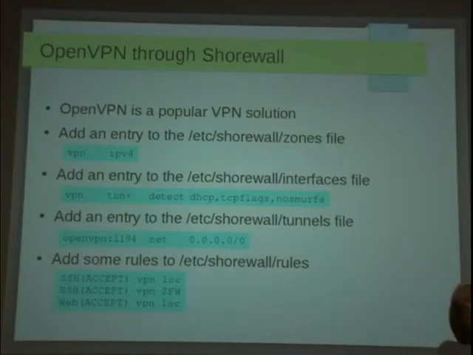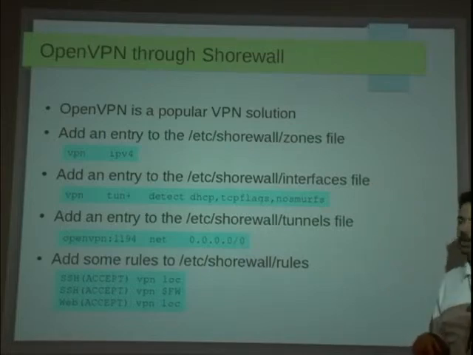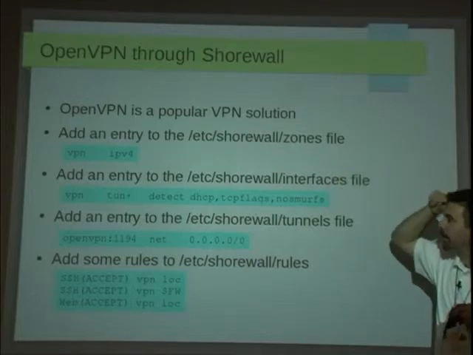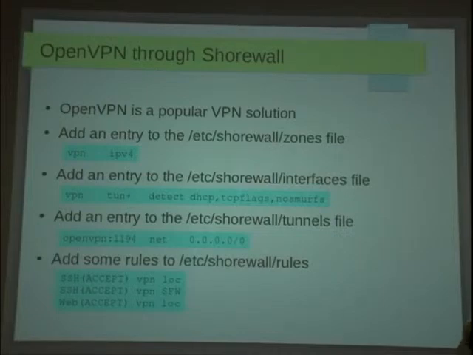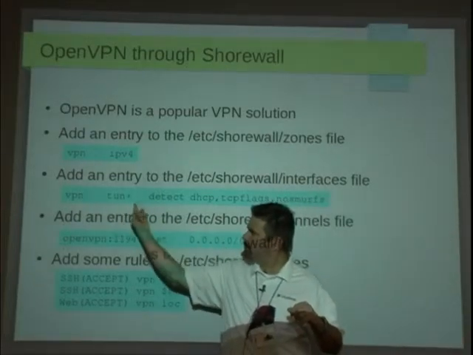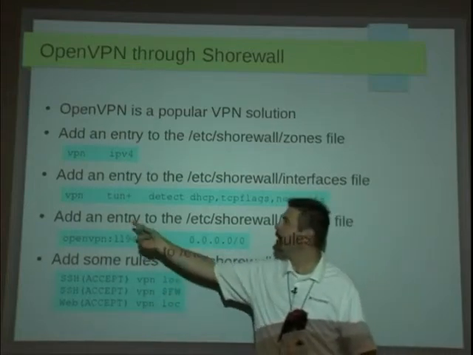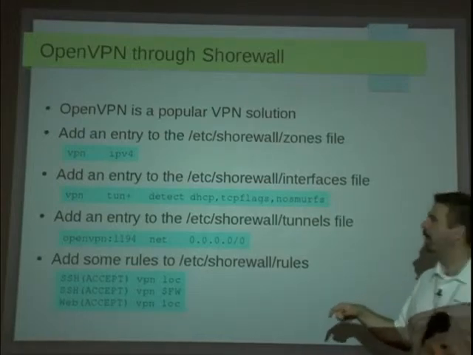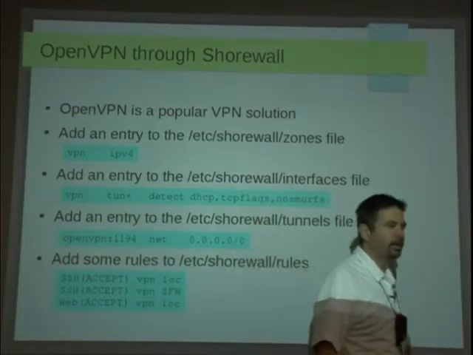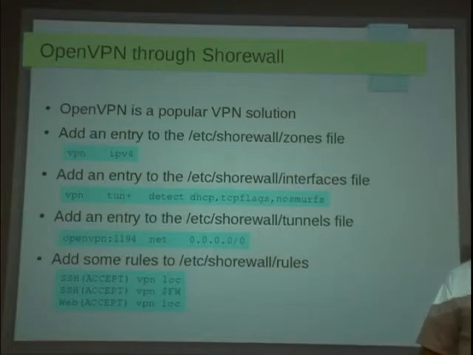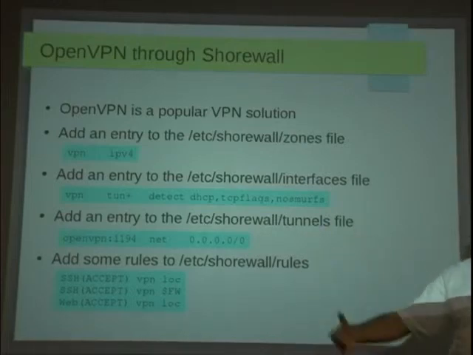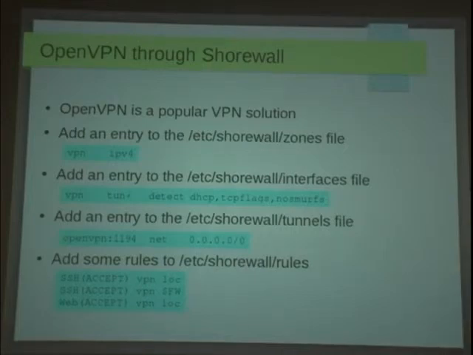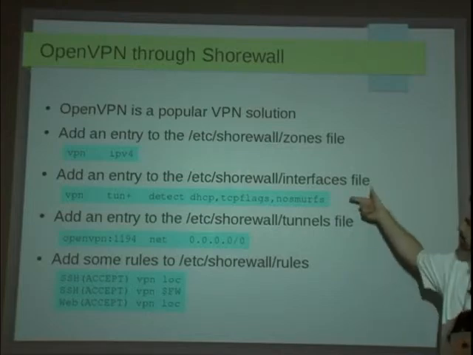So the first thing you need, and we've mentioned this before, is you need a zone. So you add that VPN zone to your zones file. That's right up there. And it's just the standard IPv4 zone. And then you add an entry to the interfaces file. You'll notice here that this looks a little different. Instead of having an explicit interface name like eth0 or eth5, we have tun+. Because if you have multiple people connecting to your OpenVPN server, you're going to have multiple tun connections. You're going to have tun0, tun1, tun2, and so forth, for however many people are connecting to your VPN server. So that takes care of all of them.